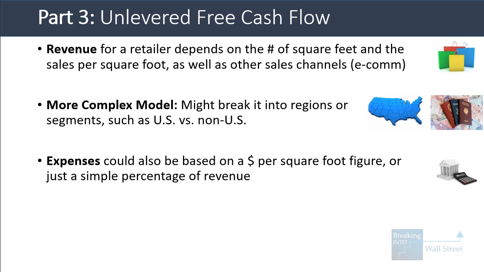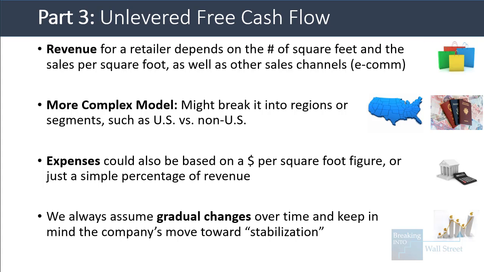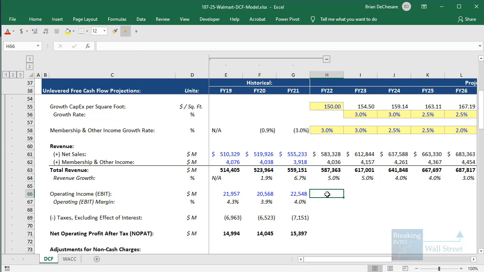On the expense side, these could be on a dollar per square foot figure as well, or they could just be a simple percentage of revenue. And again, you could break it out by segment if you wanted to do something more complicated. We tend to assume gradual changes over time and keep in mind how the company should be moving toward stabilization over time as well. So here, for example, we can go up and let's start by taking the company's net sales, and then we want to subtract the OPEX per square foot times the number of square feet.